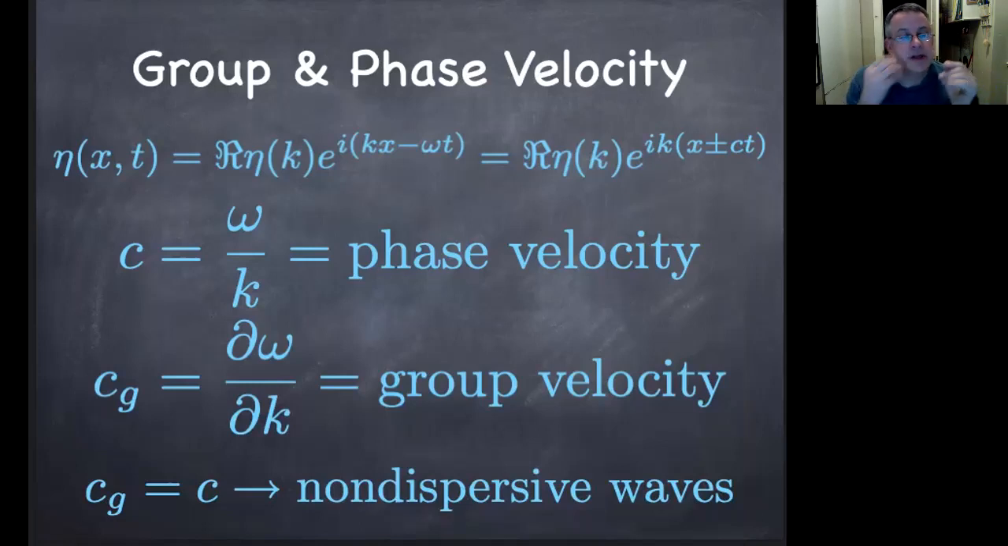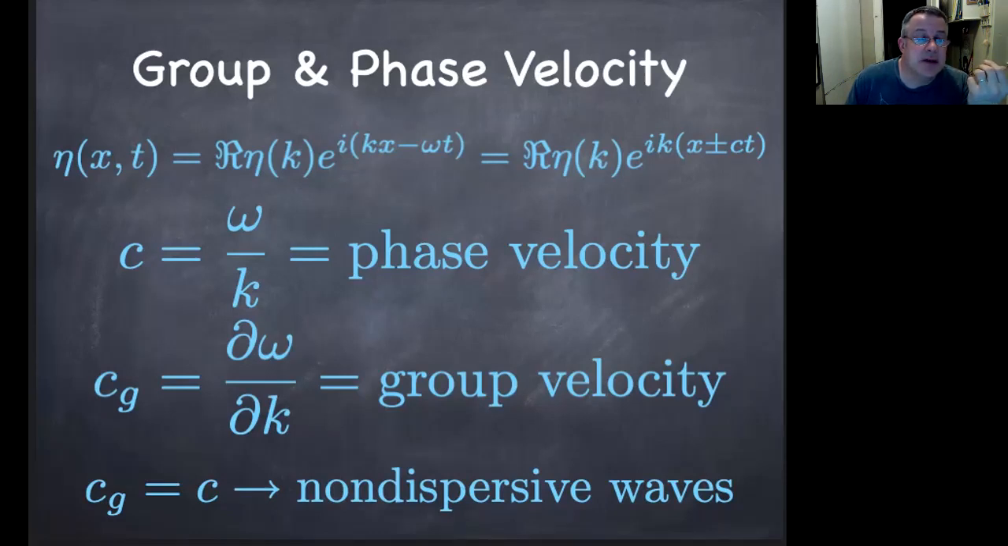Okay, so if c equals omega over k is our phase velocity, or phase speed maybe, what about group velocity? How do we find that? Well, it's actually just the derivative of the dispersion relation, the omega from the dispersion relation, with respect to k. Let's think about that for a second.